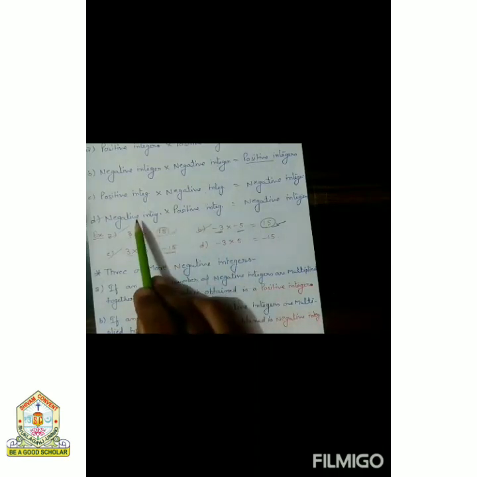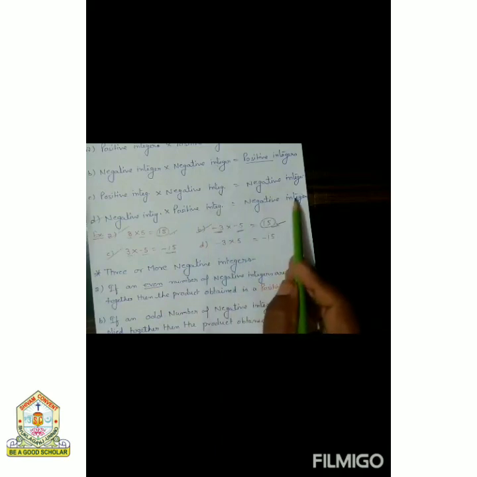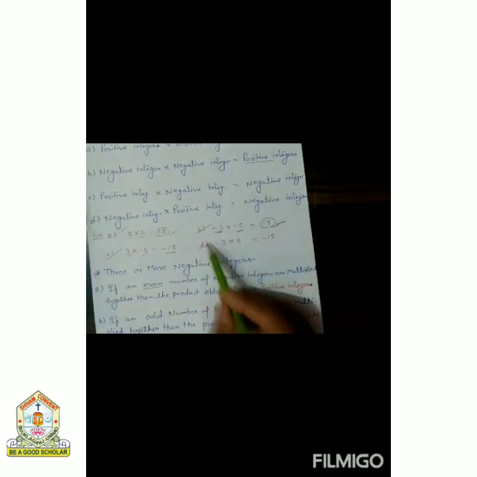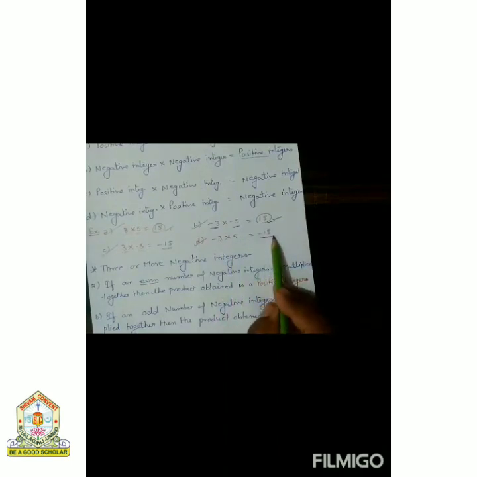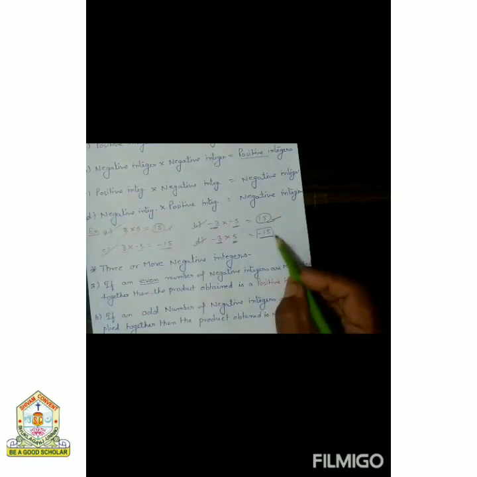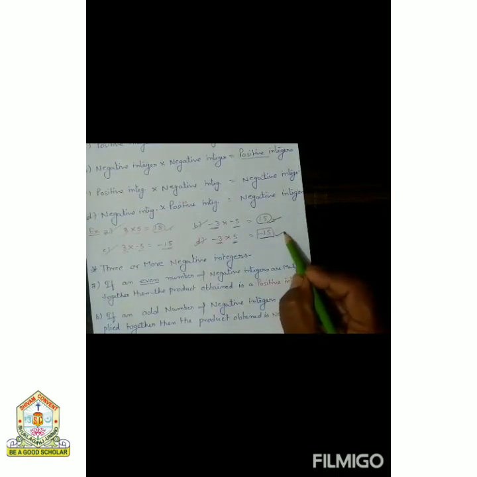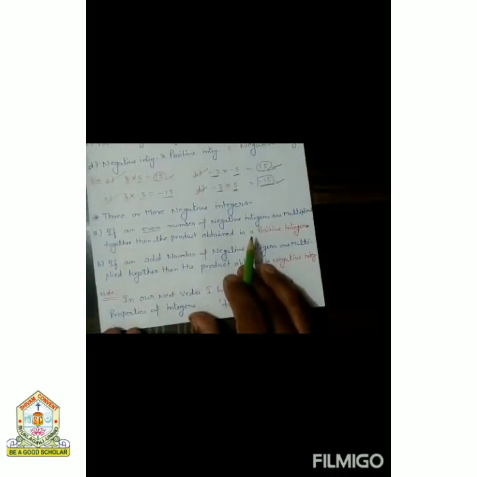the product of any negative integer by a positive integer, their product is a negative integer. Here we have an example, minus 3 multiplied by 5, the product is minus 15. Here we see that the first integer is negative and the second integer is positive. Then the product of a negative integer and a positive integer is also a negative integer. Clear? So these are the 4 ways of finding the product of any two integers.